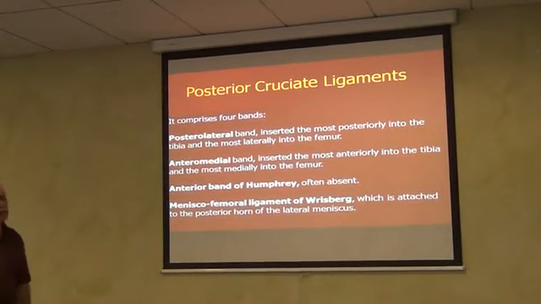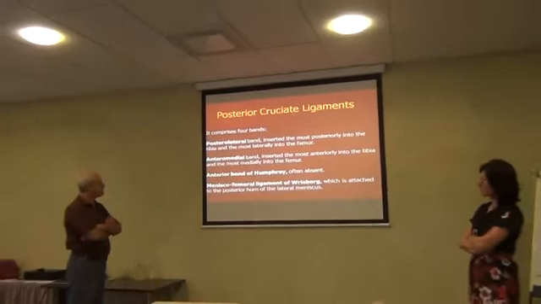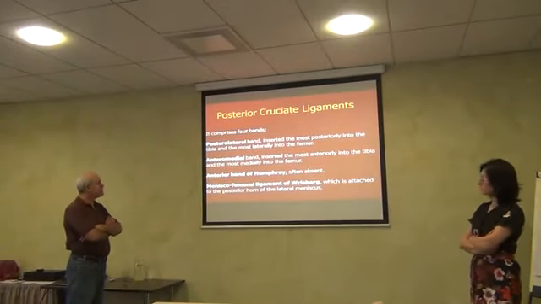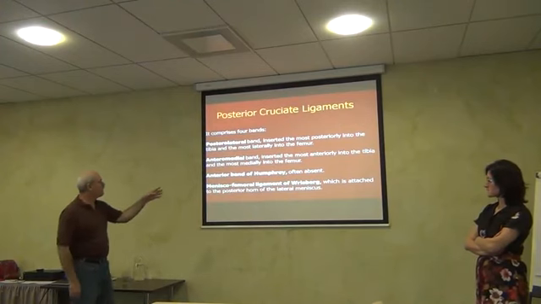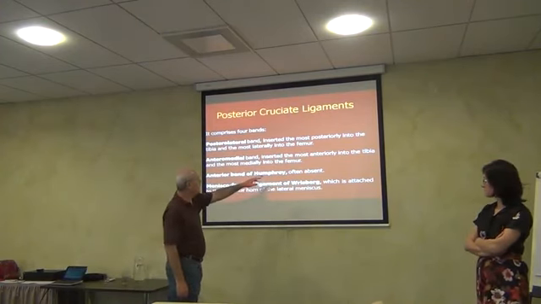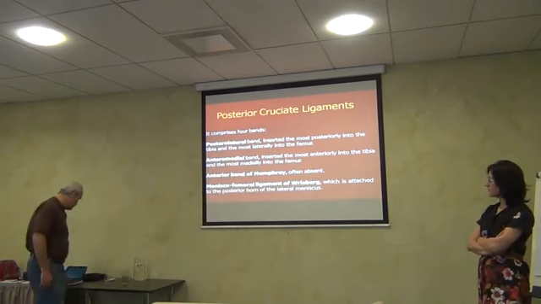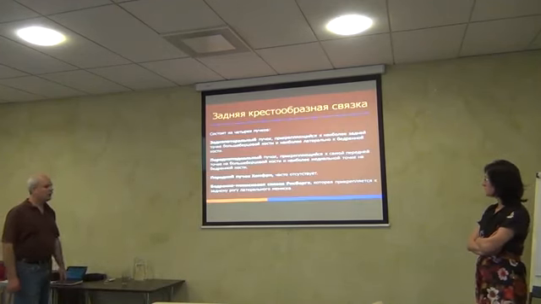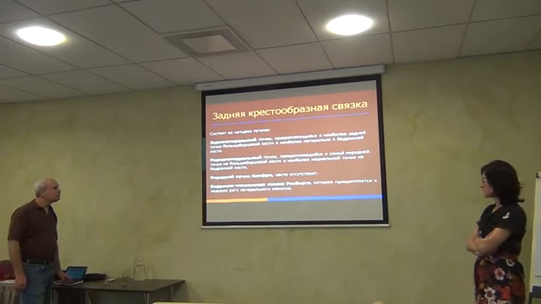Okay. Posterior cruciate ligament. It has 4 bands. The posterior lateral band is the most posterior in the tibia and the most lateral in the femur. The anteromedial band is inserted most anteriorly in the tibia and the most medially in the femur.